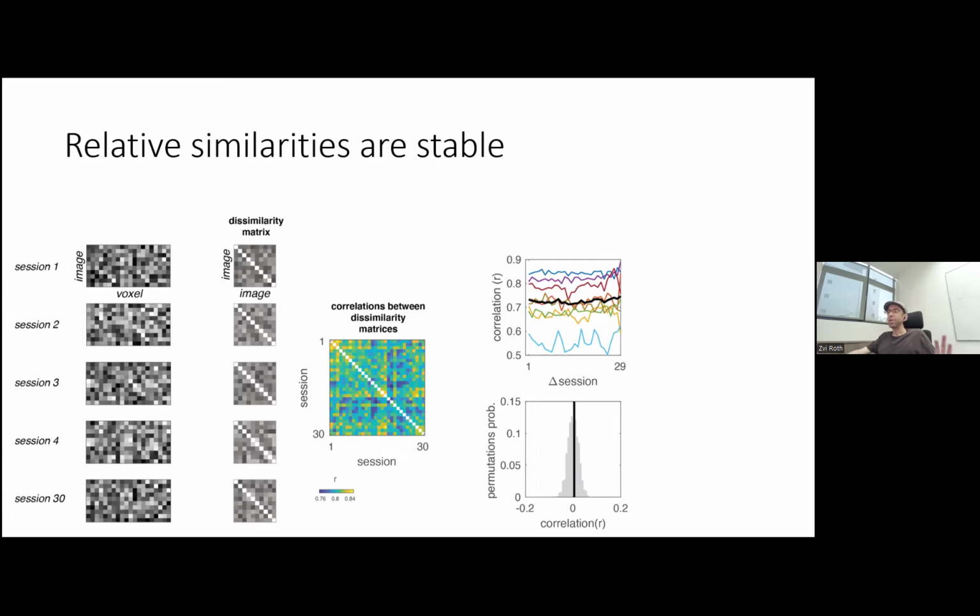Okay, and what this means is that if you think of representations of multiple stimuli as points in multidimensional space, where the dimensions are response amplitudes of different voxels, then the relative location of each stimulus remains stable in that space. Okay, the representation remains close to some stimuli and distant from other stimuli, meaning that the representations are moving in this space, but they're moving together. Okay, the relative similarities remain stable, and that may be the basis for stable perception.